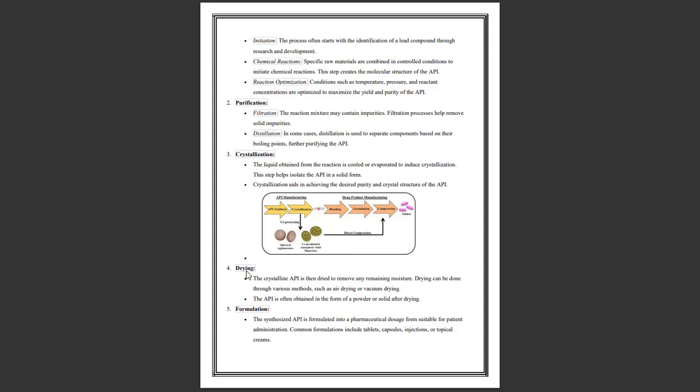Then the next step is drying. The crystalline API is then dried to remove any remaining moisture. Drying can be done through various methods such as air drying or vacuum drying. The API is often obtained in the form of a powder or solid after drying.